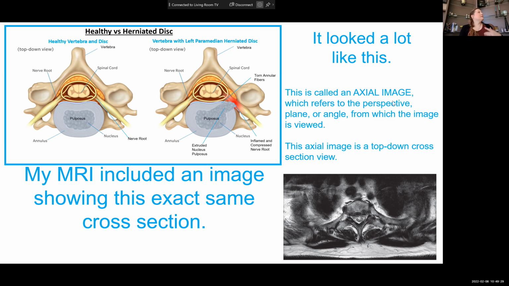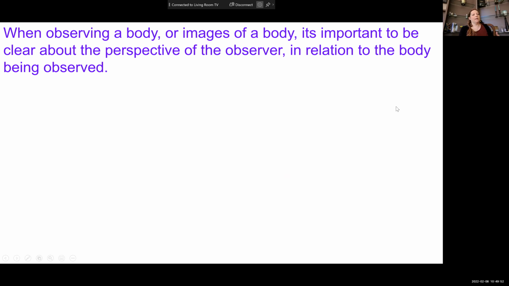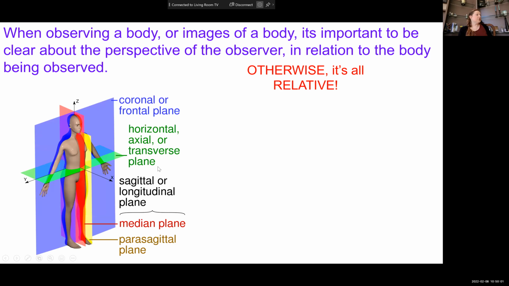All right. So this is the stuff I wanted to go over with you guys. These body planes and directions, and this is a perfect lead in. So an axial image refers to the perspective or the plane or the angle from which you're viewing that image. An axial image is like a top down cross section. So we're going to talk about what that actually looks like. What does that mean? When you're observing a body or images of a body, it's important to be clear about the perspective of the observer in relation to the body being observed. Otherwise, it's relative. So these are the terms we use.